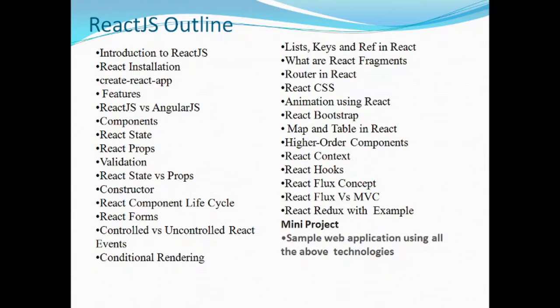In React, there is a concept called controlled and uncontrolled events. Some components can be created which are controlled by events, and there are certain uncontrolled components which can be handled directly by the DOM itself. We will see that in detail. And there is a process called conditional rendering. When we render the React application, we can do it using different operators, like an if condition, a ternary operator, and many more methods.